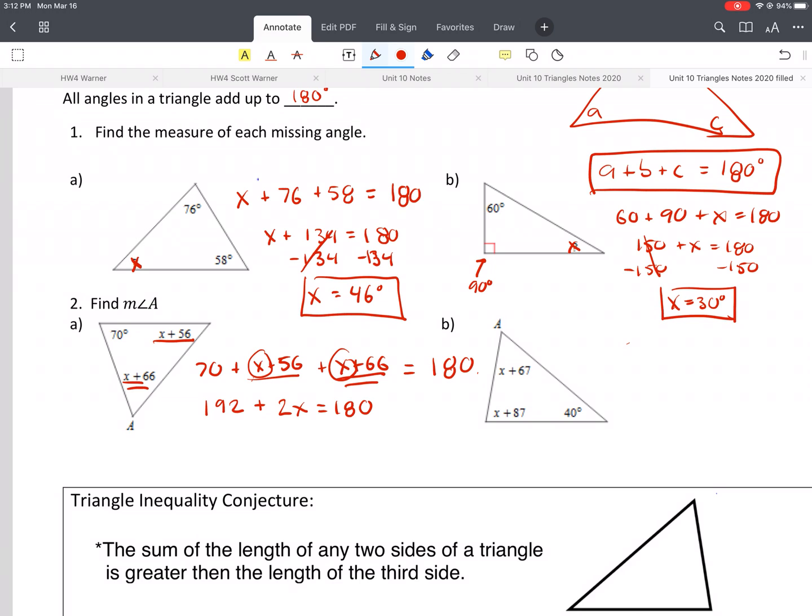Then we subtract 192. We end up getting 2x equals negative 12. Then we divide both sides by 2, and we end up getting x is equal to negative 6. It's okay to have negative values for x; we'll never have negative degrees.